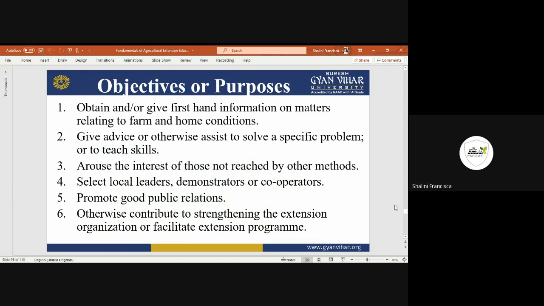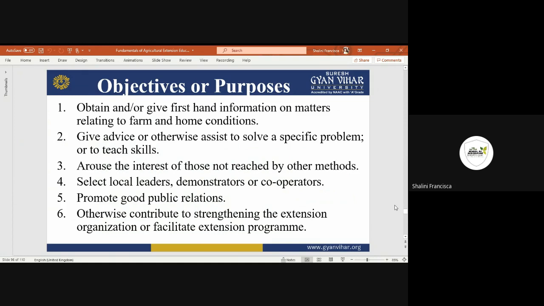Arouse the interest of those not reached by other methods. So many methods are there, and you have to make programs that are interesting for the farmers, so that they can take interest in that and realize how important it is for them.